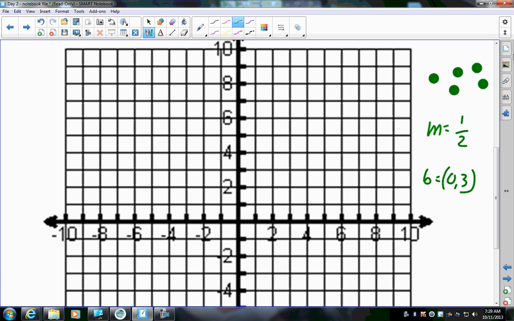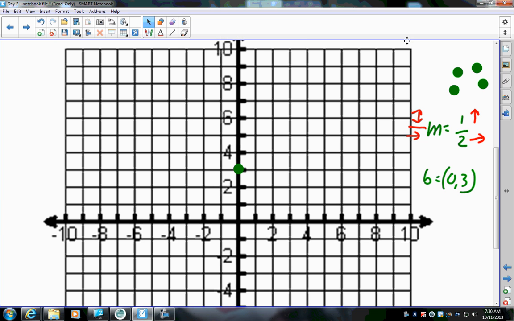My begin: you're going to start at the y-intercept. So I'm going to go here on the y-axis and go up to 3 and put a dot. My slope is 1/2. Remember, the top number tells me how to go up or down. The bottom number, we're always going to the right. The top number is positive, so I'm going to go up. The bottom number, I always go to the right.